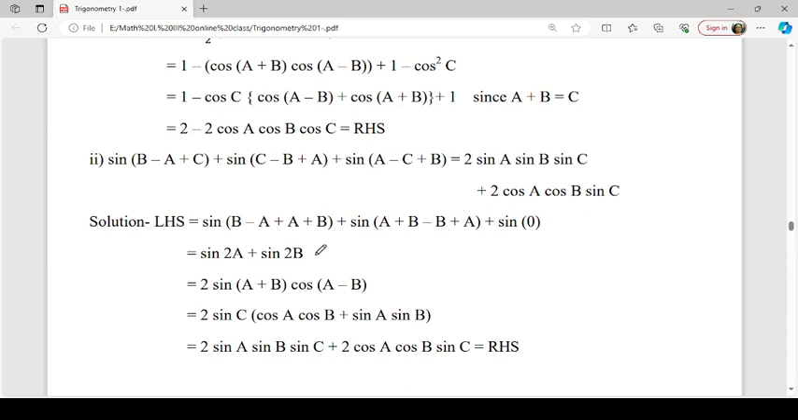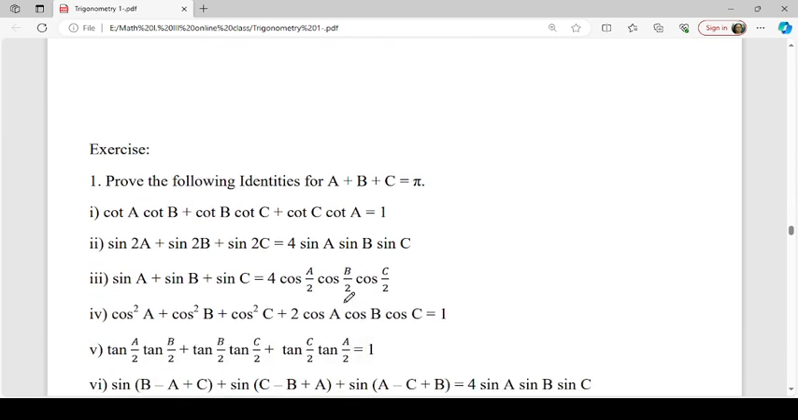So it is sin twice a plus sin twice b. So sin c plus sin d, so 2 sin of c plus d by 2 cos of c minus d by 2. We are getting this as 2 sin c, then it is cos of a minus b, we are expanding it, and then we get this result.